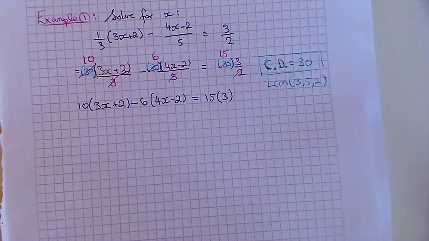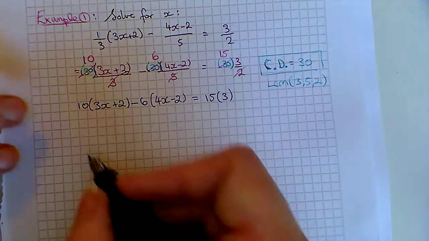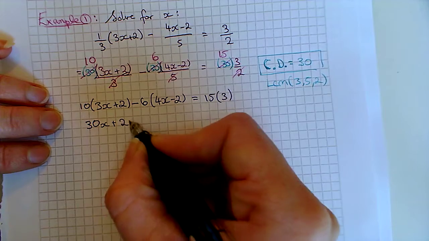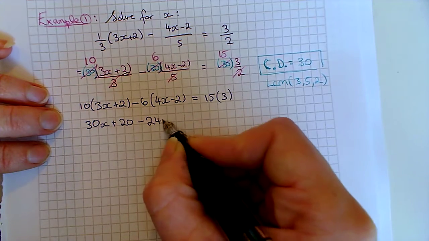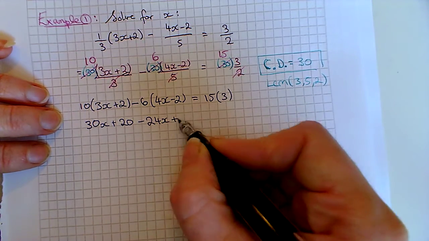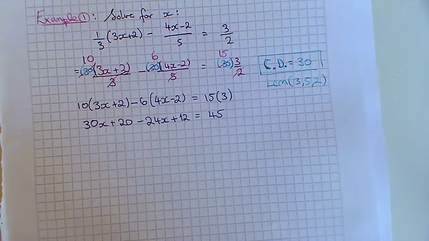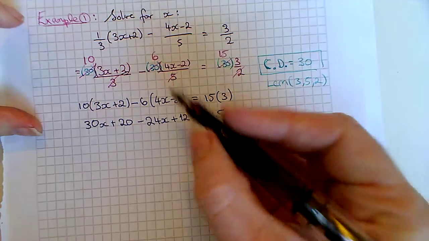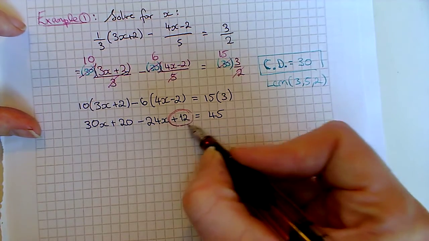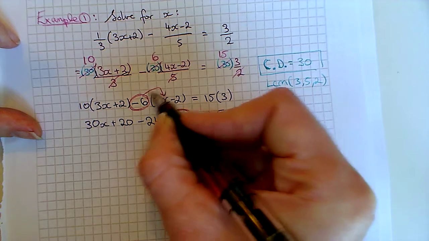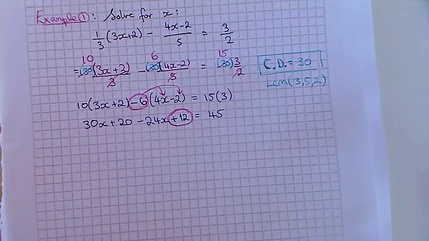Okay, now it's reduced to something very familiar to us. We multiply out the brackets. 30x plus 20 minus 24x, minus by minus is plus 12, equal to 45. Let me just highlight this, okay? A lot of the times people forget that that minus multiplies both things that are inside my bracket. I just want to highlight that because that's a common mistake that people make.